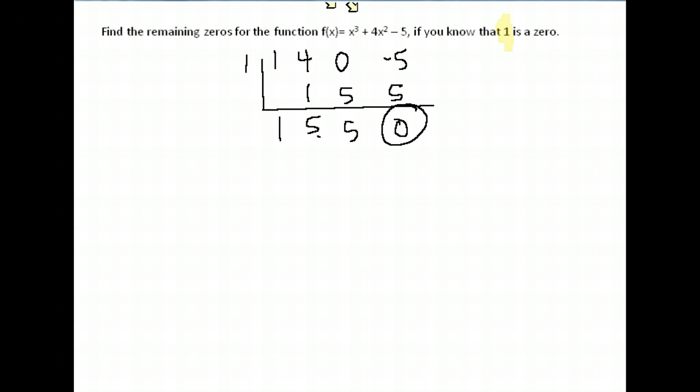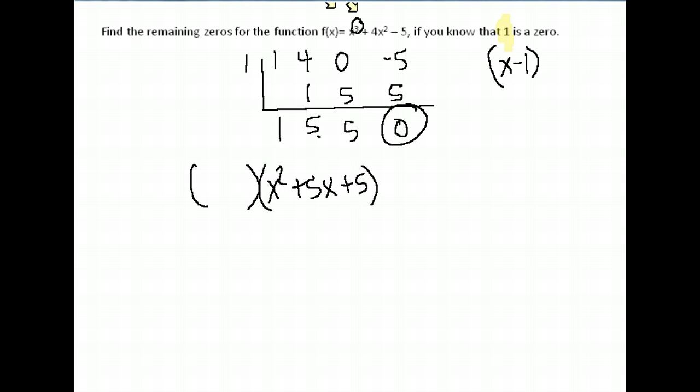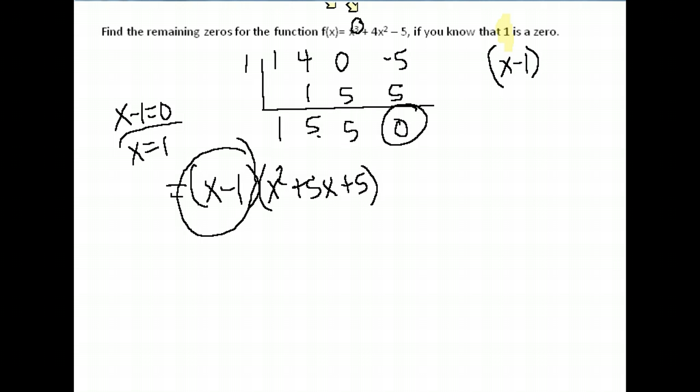Okay, so what that does is break it down a little, because remember, it was a third degree. I divided by basically x minus 1, which breaks it down to x squared plus 5x plus 5 is what I have left. So far, factoring, my function is the same as x minus 1 times x squared plus 5x plus 5. I know this portion gives me the 0 of 1, but they already told me 1 was a 0. That's how I did this. Now I can use what's left.